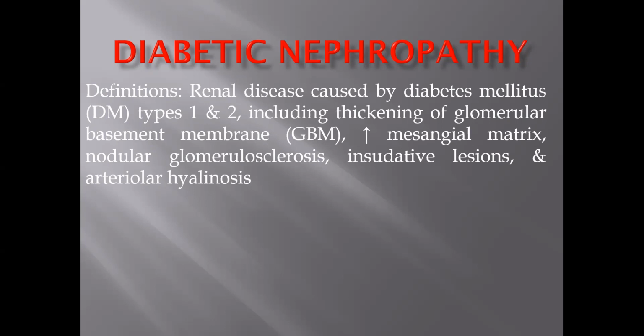And along with the thickening of the basement membranes, it also causes an increase in the mesangial matrix, and this could be in the form of nodular or diffuse. When it is nodular, the famous terminology is the Kimmelstiel-Wilson nodule, and it can also lead to exudative lesions, which we will discuss when we describe the histology.